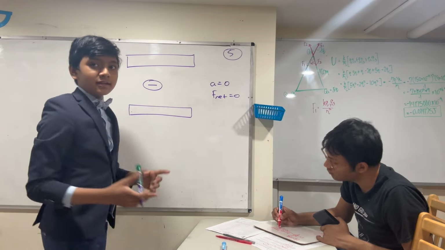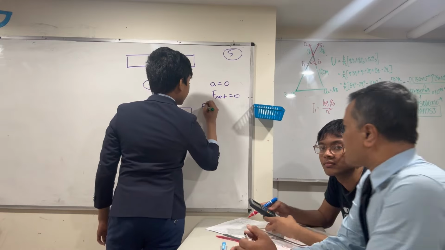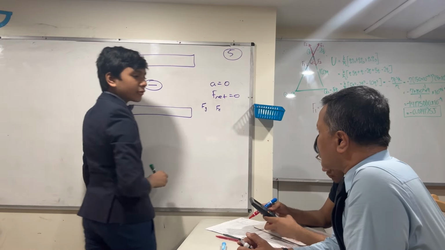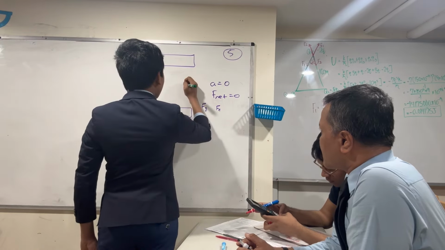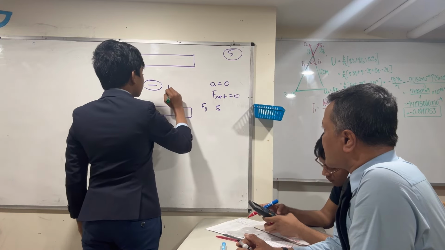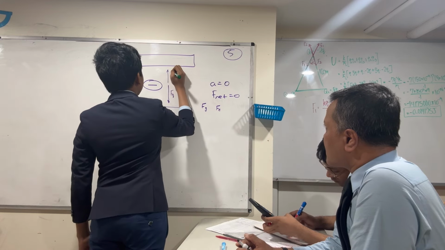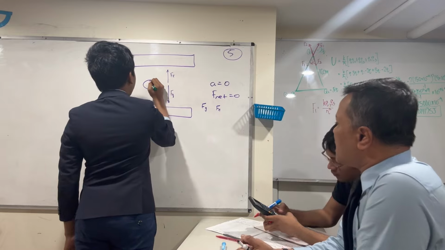There's some nice logic going on behind this. If it's suspended, that means that Fg and FE have to be in opposing directions, because if they're in the same direction, then it will accelerate downwards. So we can already assume that Fg is going this way, meaning FE must be going the opposite direction.